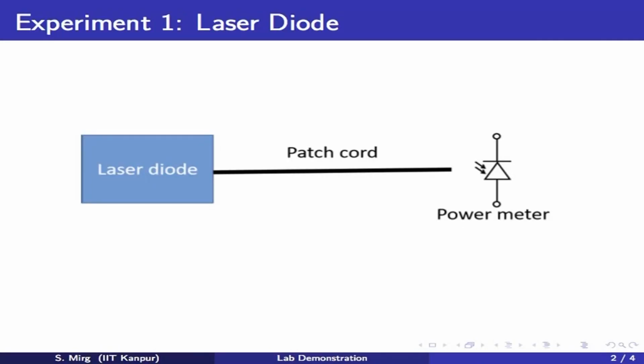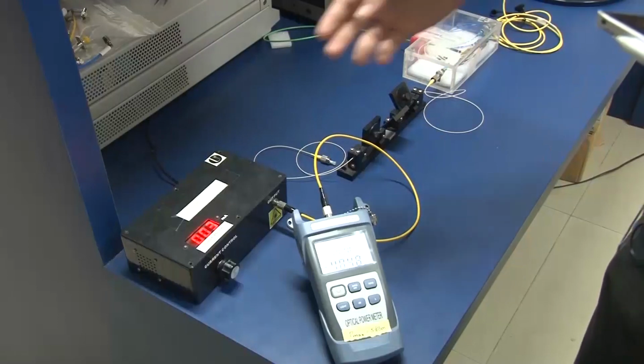As you can see on your screens, the experiment contains a laser diode followed by a patch cord and followed by a power meter. I'll explain each of the components. First we have a laser diode. As you can see, it's a black box here.